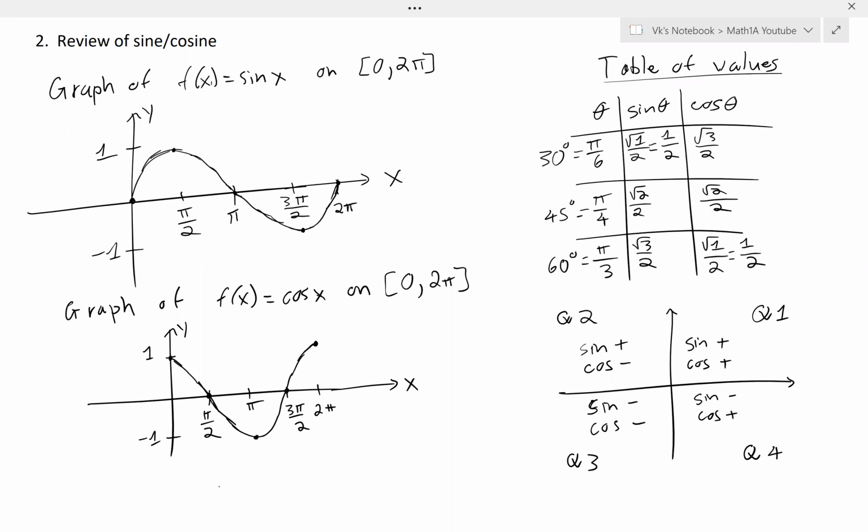Next part is where the sine or cosine is negative in the quadrants. In quadrant 1, sine and cosine are positive. In quadrant 2, sine is positive, cosine is negative. In quadrant 3, sine is negative, cosine is negative. In quadrant 4, sine is negative and cosine is positive.